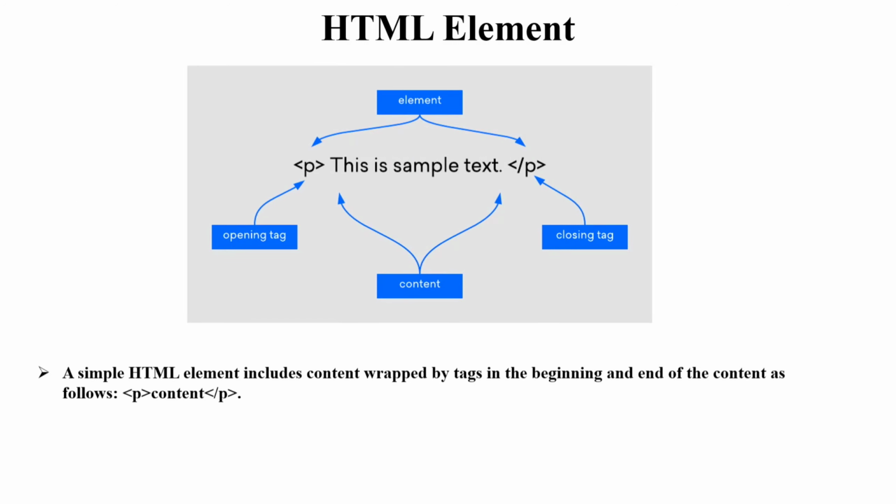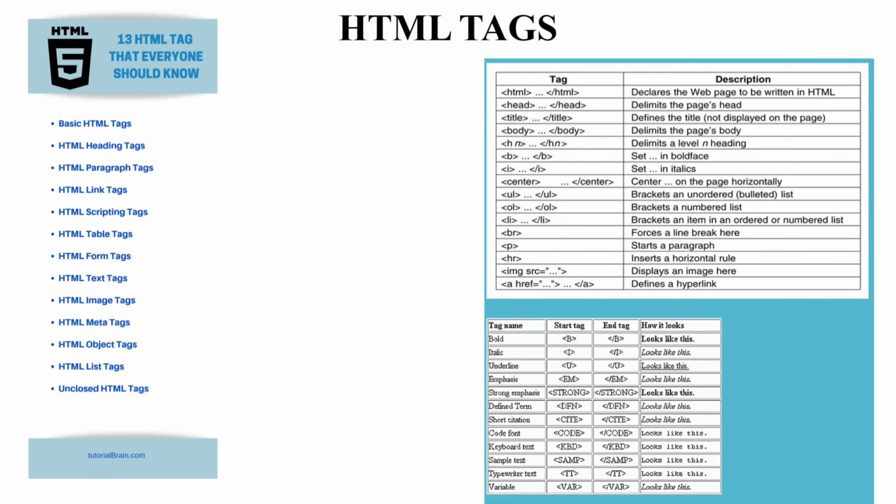A basic, simple HTML element includes content wrapped by tags in the beginning and end of the content, as shown in this schematic representation. These HTML tags can be subdivided into numerous types as specified on the left hand side of the slide. On the right hand side is a table of some basic HTML tags and their descriptions.